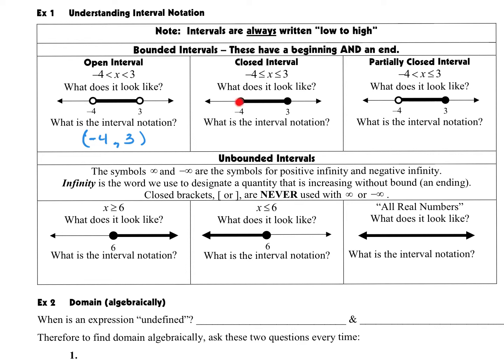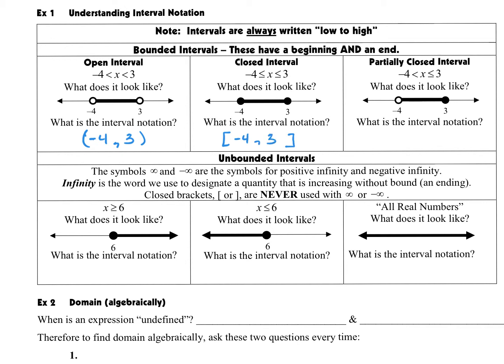For our next one, we're going to take our solid circles, and those are going to translate to square brackets. Now, you do need to be very careful with your handwriting and make sure those look like square brackets and not parentheses. And then just like before, we're going to take our numbers from the number line. We're going to put them inside from low to high, separated by a comma. That's all we've got to do.